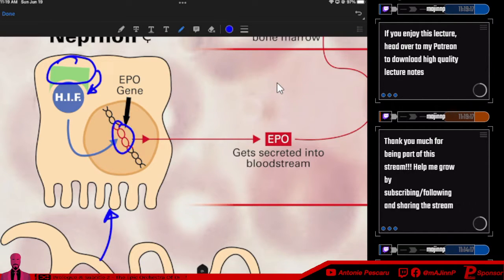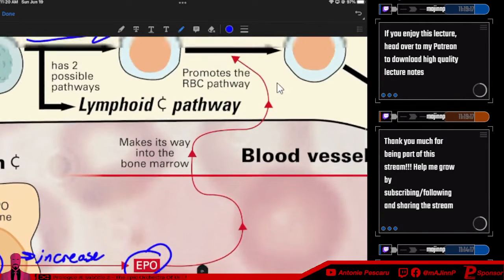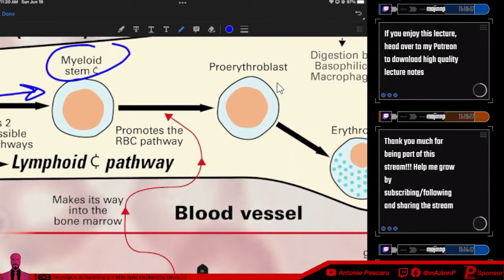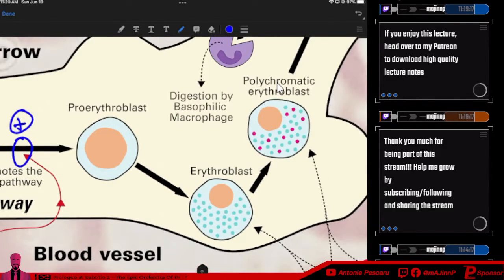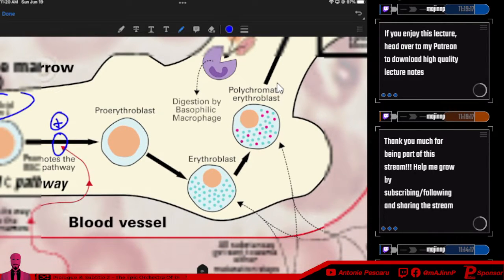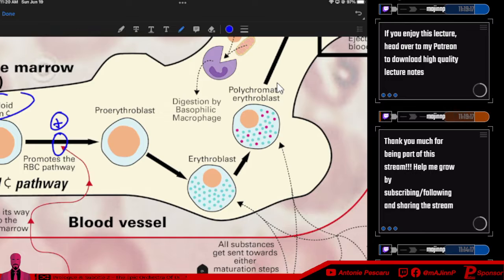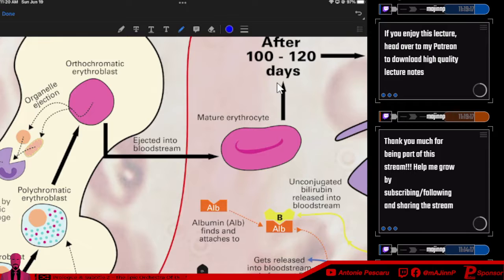the production. So it always wants to increase the production of EPO, which gets secreted into the bloodstream and eventually is going to make its way to the myeloid stem cell, stimulating it into a pro-erythroblast. Now, a pro-erythroblast means before the red blood cell. And this is where we need to basically order building blocks to finally arrive to our mature erythrocyte right here.